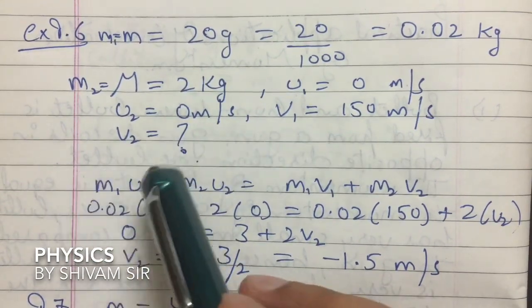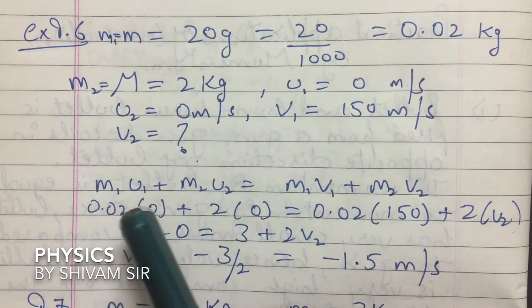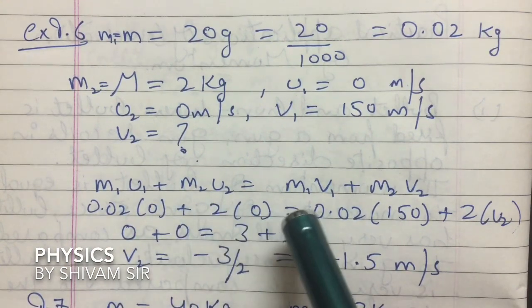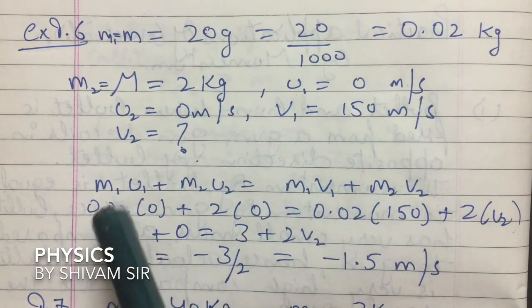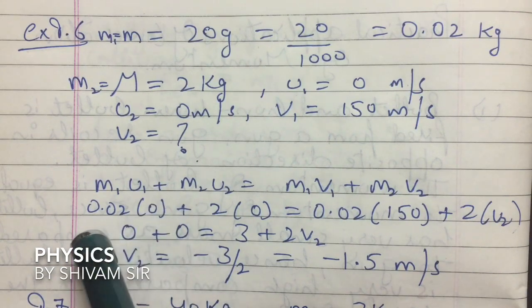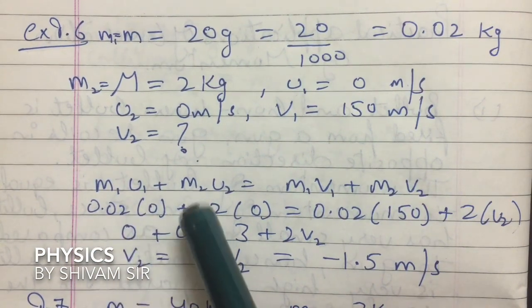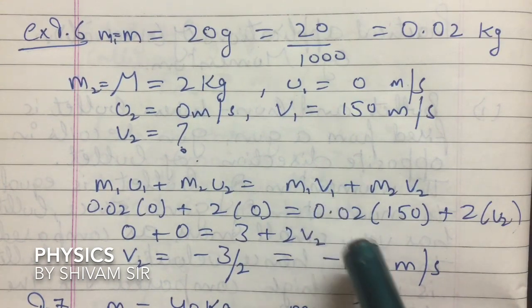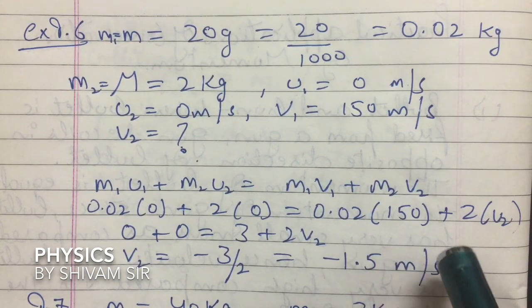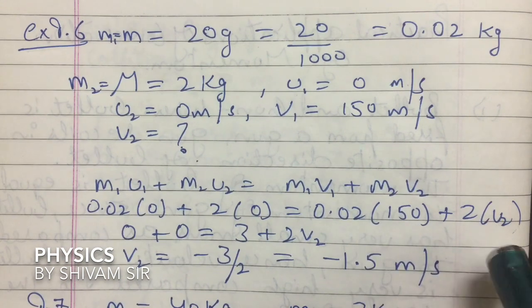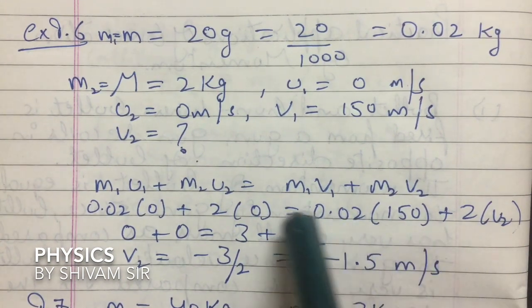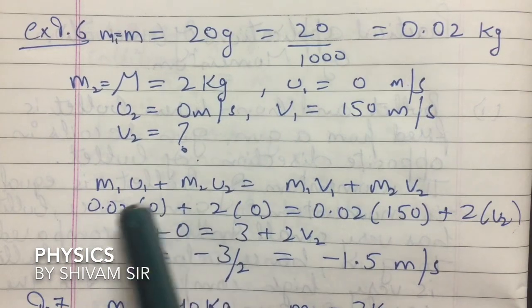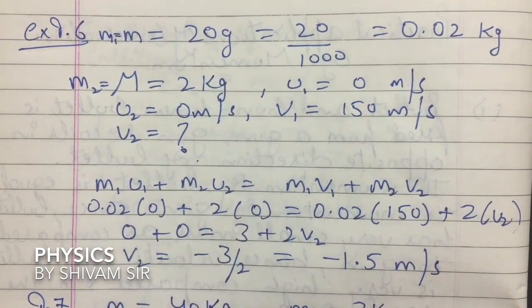According to law of conservation of momentum, m1 u1 plus m2 u2 is equal to m1 v1 plus m2 v2. Putting the values: m1 is 0.02, u1 is 0, m2 is 2, u2 is 0, m1 is 0.02, v1 is 150 meter per second, and m2 is 2 kg, v2 we have to determine. On solving this, the LHS will be 0 because both the velocities are 0. So v2 will be minus 3 upon 2, which is minus 1.5 meter per second.